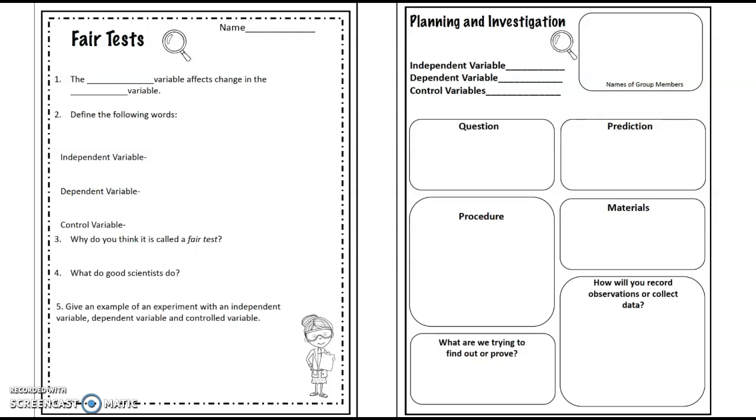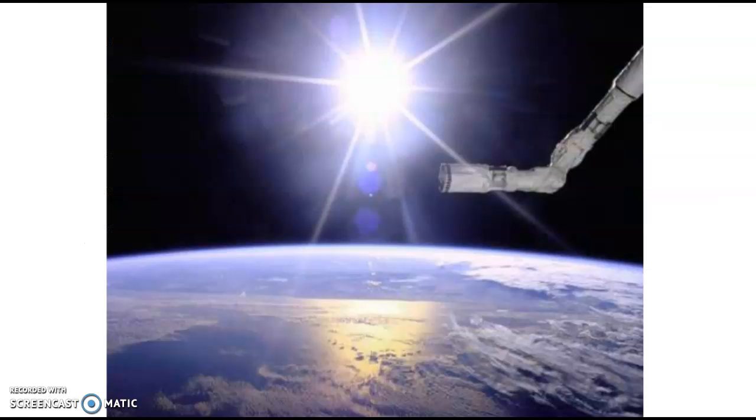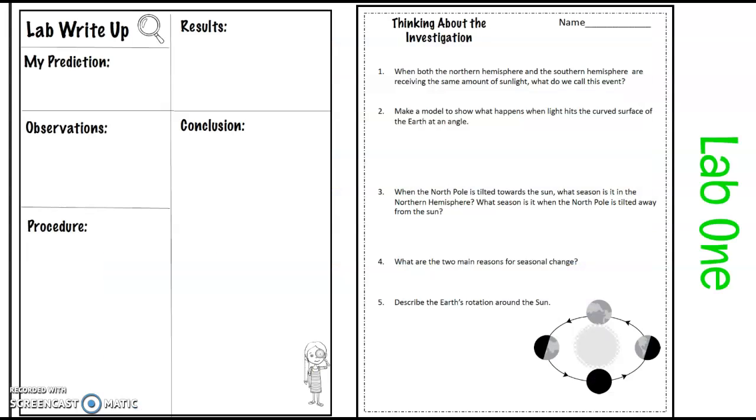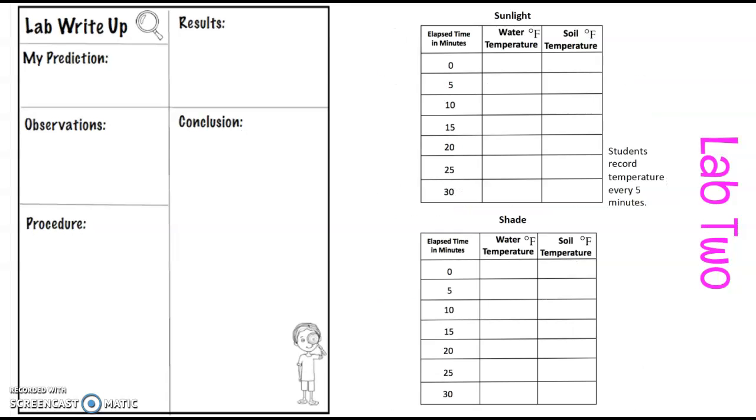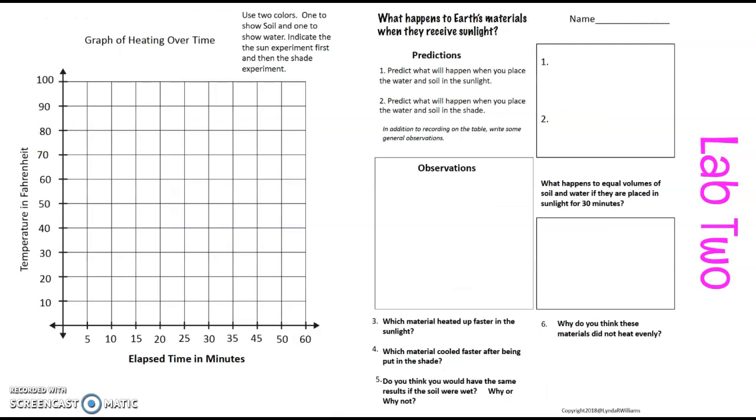So Monday was the FAIR test sheet. Tuesday, you're going to plan the investigation, do the investigation, do the write-up, and then Wednesday you'll do the thinking about the investigation. Thursday you'll do another lab write-up, another lab, and the graphs. And then you'll save this, what happens to Earth's materials when they receive sunlight. We'll save that for next week. Okay? Let me know if you have any questions.